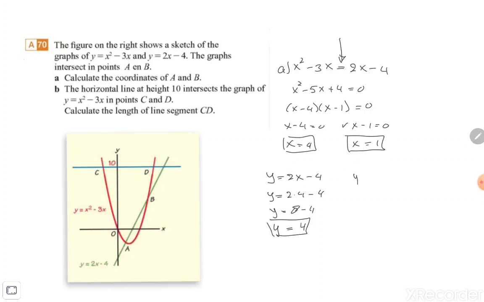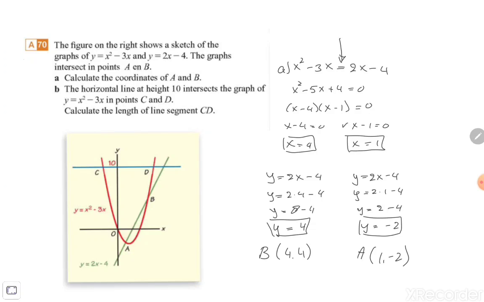Let's calculate the other one. I choose again the linear one. y is 2x minus 4. I fill in 1. 2 times 1 minus 4 is equal with 2 minus 4. So y is minus 2. Alright. So here we have the coordinate 1, minus 2, and there we have the coordinate 4, 4. Now to choose which point is which, we're gonna look at the sketch. So this one is A, and this one is B.